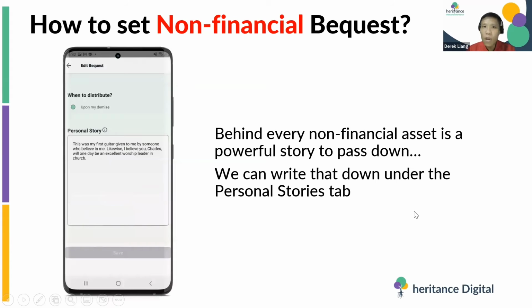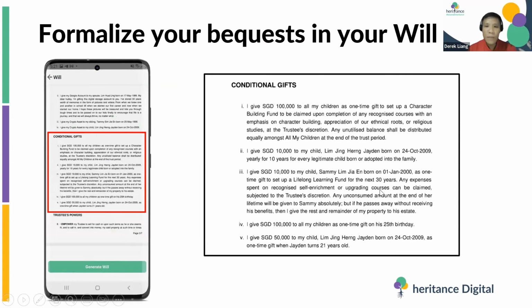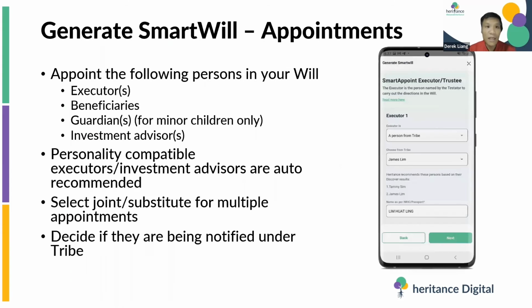And finally, the non-financial bequest. It could be a guitar, a family heirloom, a watch, or a jewelry set that you want to pass down together with a personal story behind the bequest. For all these bequests, upon the will generation form, we automatically transfer them into the will module so that it's formalized, to minimize conflicts, confusion, and of course high legal costs.